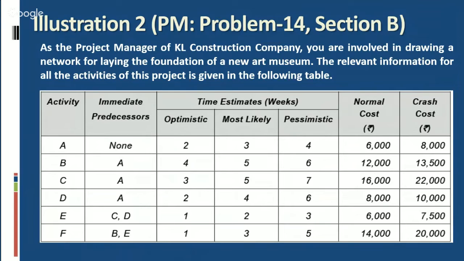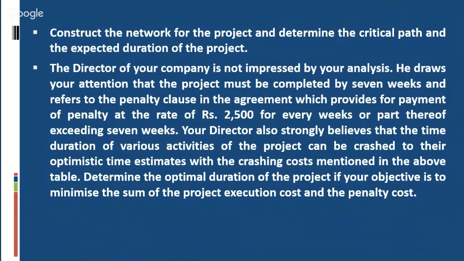It means we have to calculate expected time of each activity. And we have also given normal cost and crash cost. It means we will also calculate in this question activity cost slope to solve this question. Requirement of question is construct the network for the project and determine the critical path and the expected duration of the project.